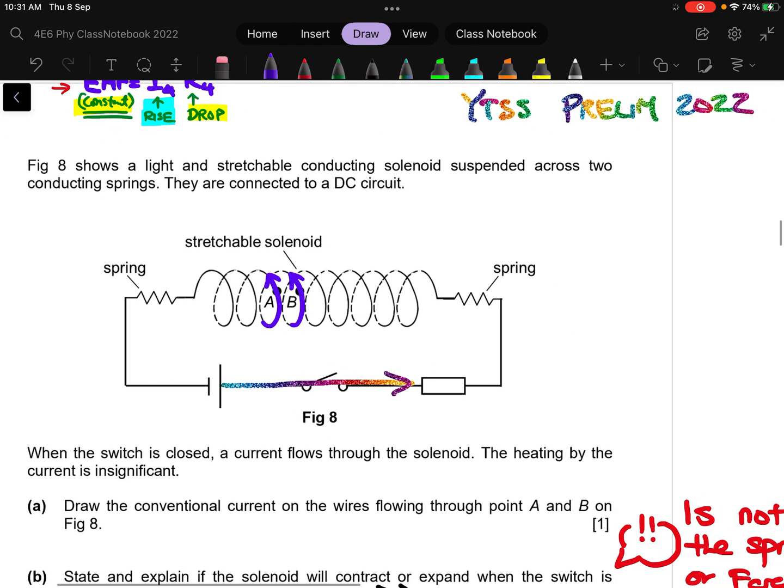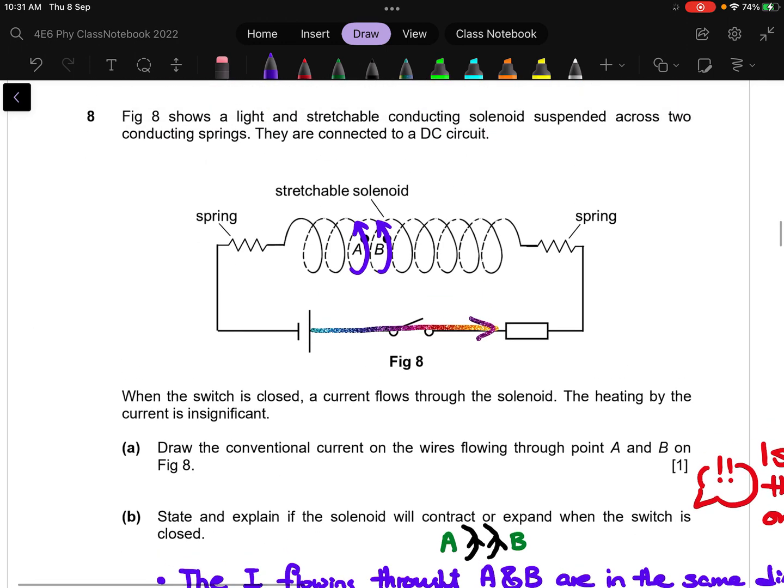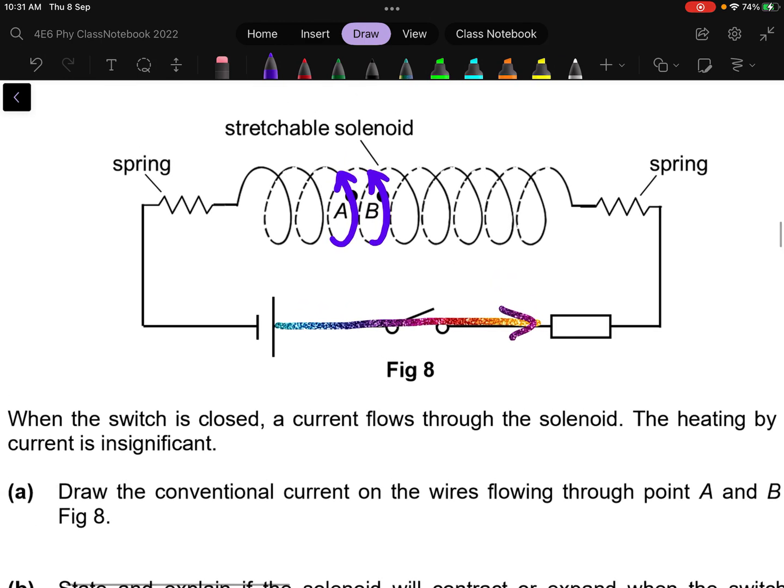In this video, I'll be going through the YTSS Prelim 2022, question 8. For question 8, I'm checking whether you are good at your electromagnetism. In the first question, part A, I'm asking you about the conventional current. If you can visualize the circuit properly, you should have no problem answering this.